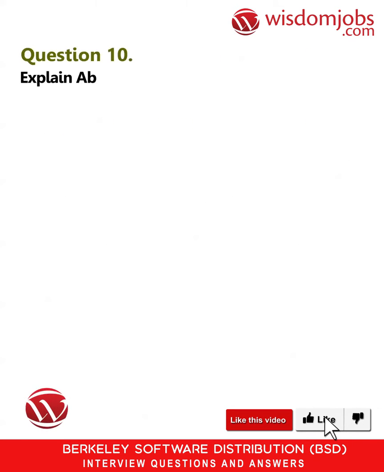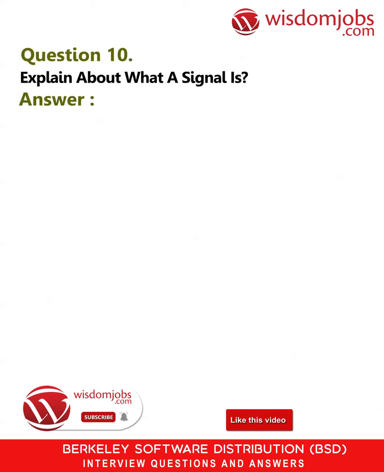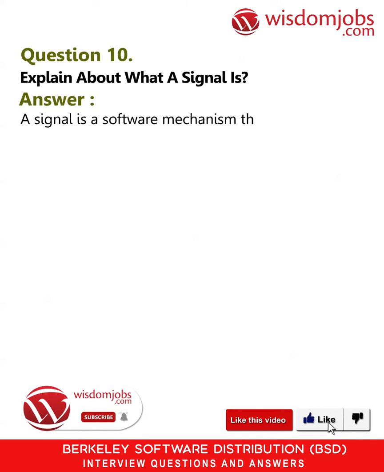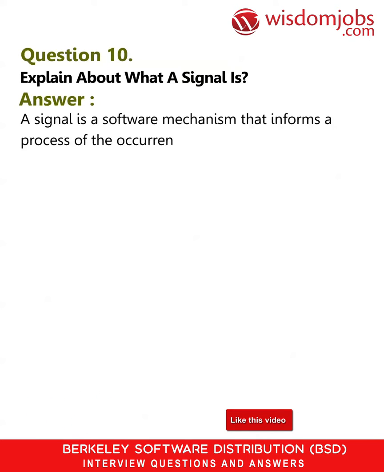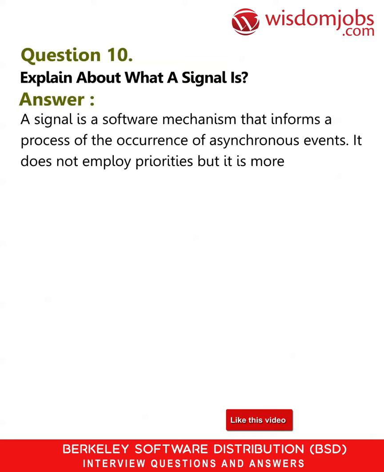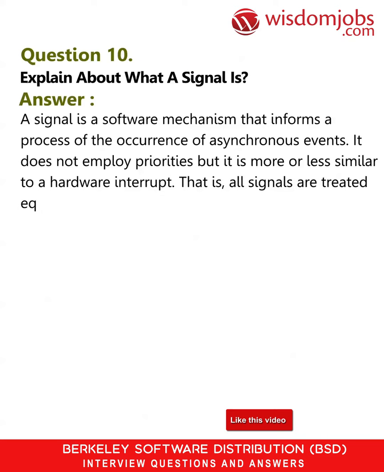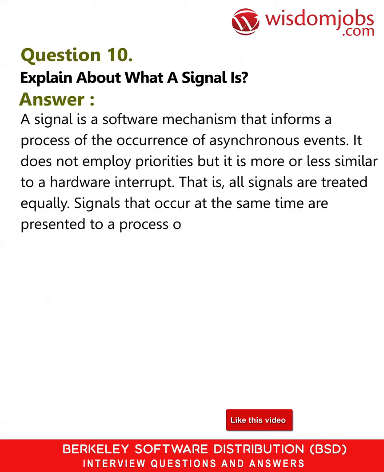Question 10. Explain what a signal is. Answer: a signal is a software mechanism that informs a process of the occurrence of asynchronous events. It does not employ priorities, but it is more or less similar to a hardware interrupt. That is, all signals are treated equally. Signals that occur at the same time are presented to a process one at a time, with no particular ordering.